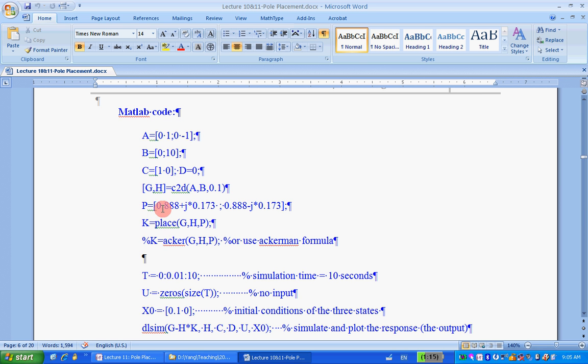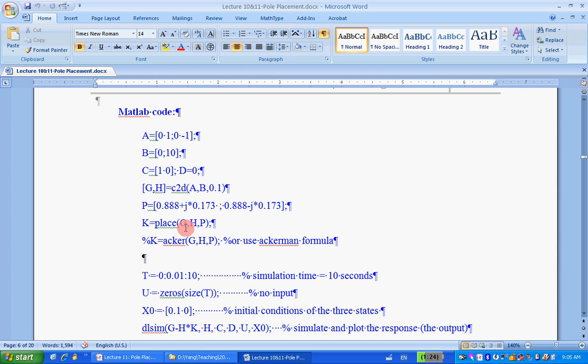There are two commands that you can use in MATLAB. One is called place, the other is called Acker, which is the Ackermann formula that hopefully we'll have time to cover. So there are two ways of calculating the K here. There's a slight difference between these two formulas.